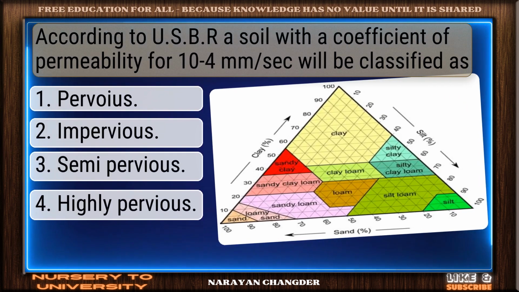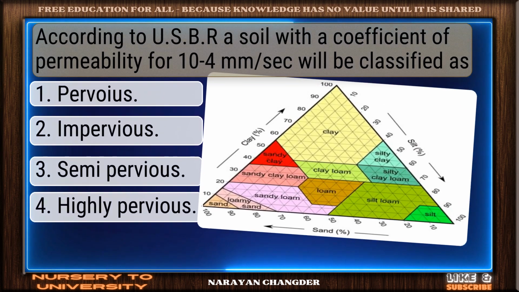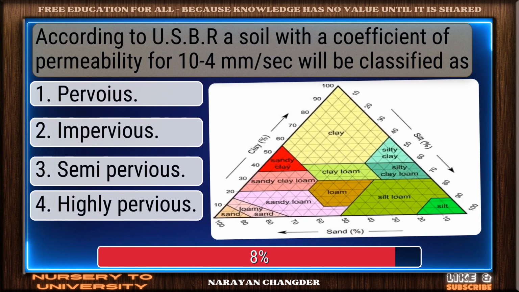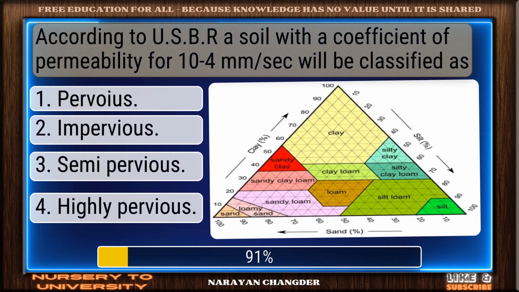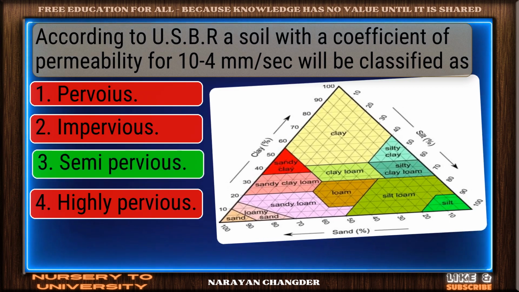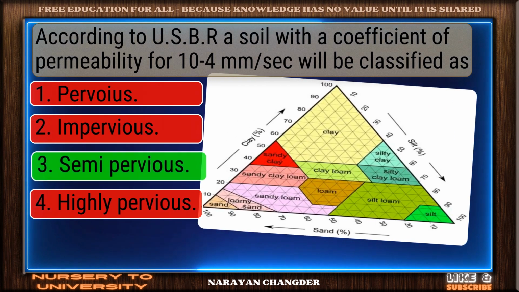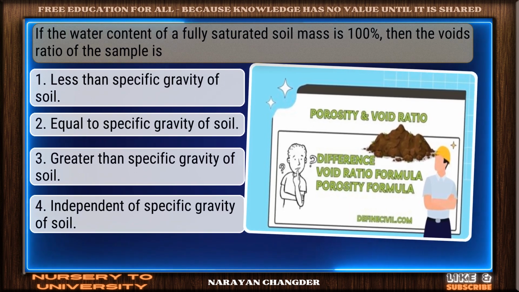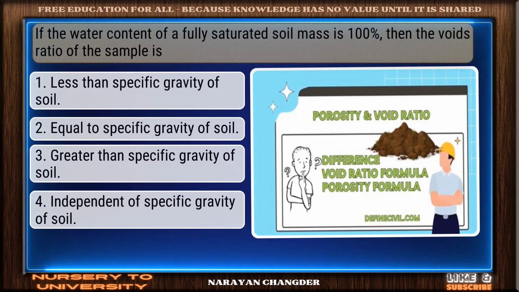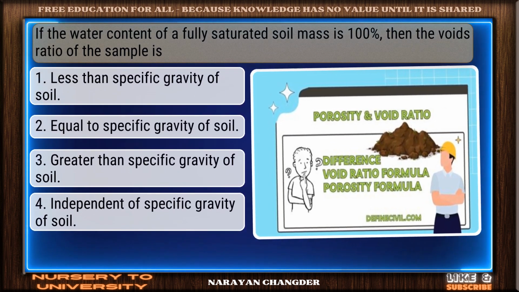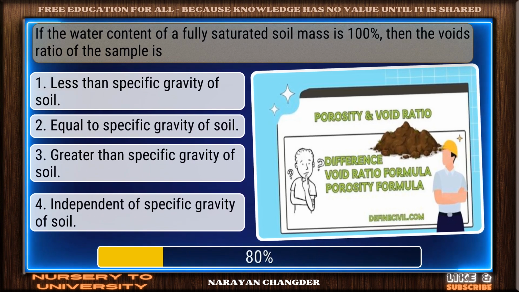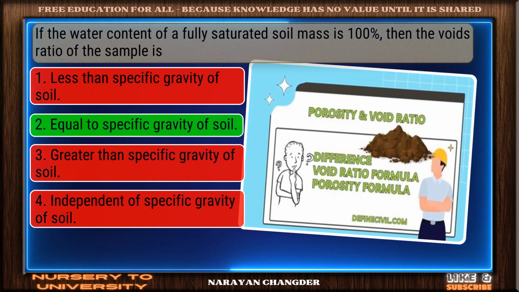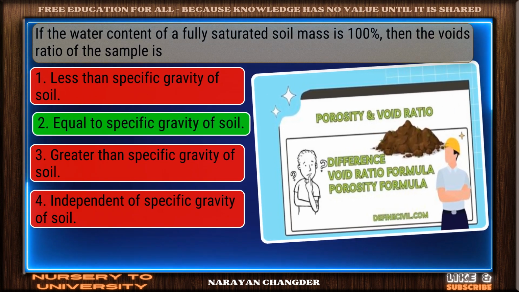According to USBR, a soil with a coefficient of permeability of 10 to the power of minus something cm per sec will be classified as... Nicely done. Semi-pervious is a solid answer. If the water content of a fully saturated soil mass is 100%, then the voids ratio of the sample is... Nice work. You chose equal to specific gravity of soil, and it is correct.